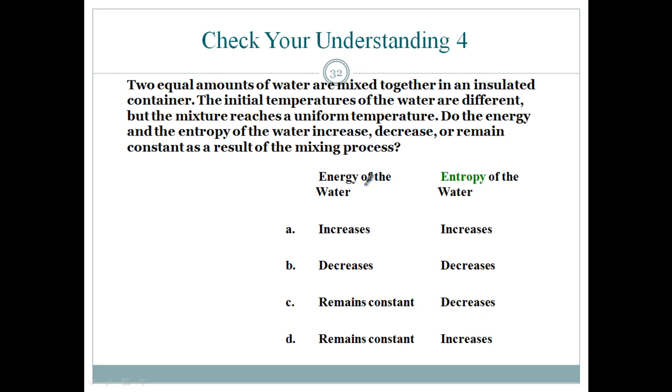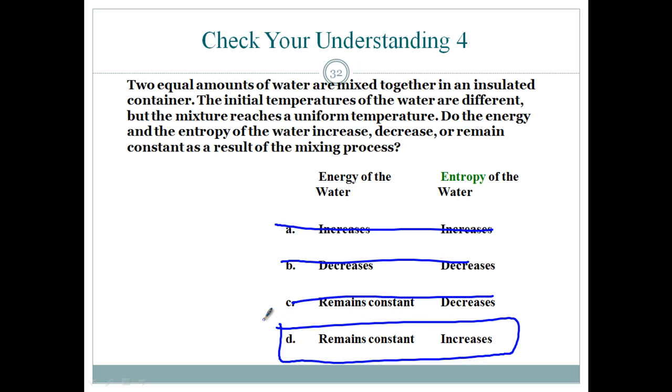Now we know that we're not putting any more energy into the system. It's just allowed to come to equilibrium. So that means B and A are gone. And time is moving on, and the nature of particles is to tend towards entropy, to increase entropy. So that means D has to be correct. Entropy increases, energy stays the same.